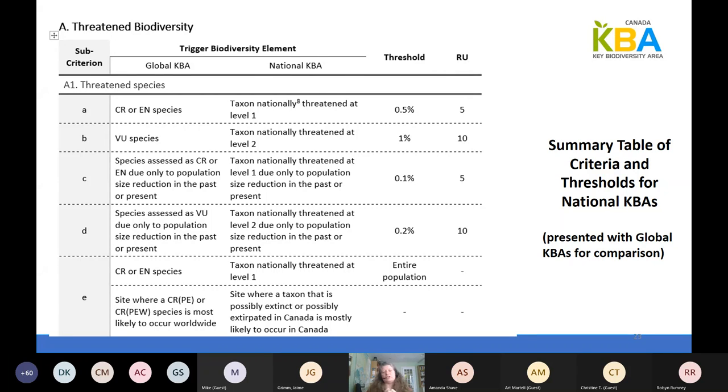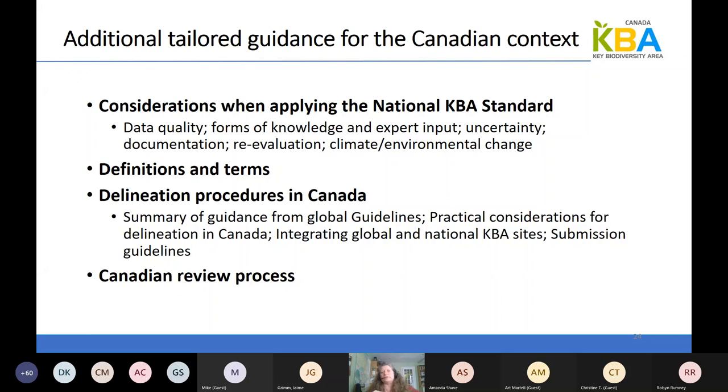And we're having this presentation comparison of global versus national in these tables for all of the criteria. We also provide additional tailored guidance for the Canadian context, which I've alluded to already. These considerations are issues related to data quality, types of knowledge and expert input, what we do with uncertainty, the standards of documentation, reevaluation, and climate considerations. We have definitions and terms and delineation procedures in Canada as well, which are quite thought through, also worked out in conjunction with members of the National Steering Committee, and also a Canadian review process that dovetails with the one that is global.